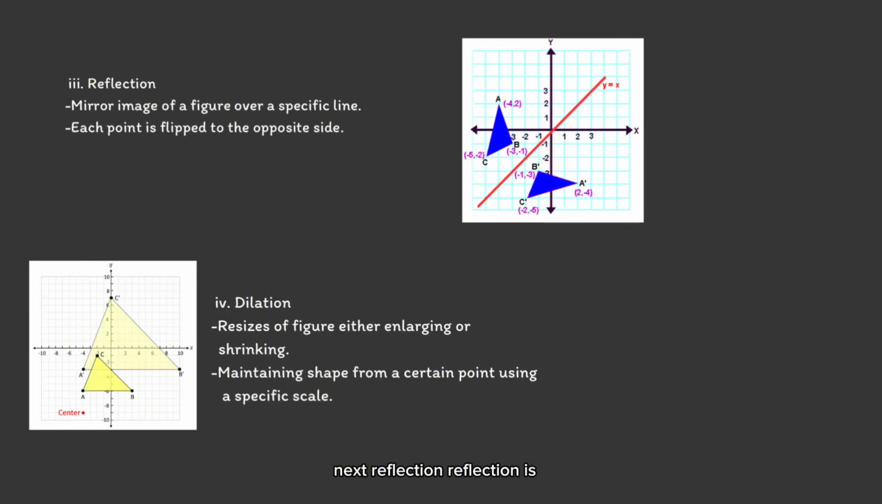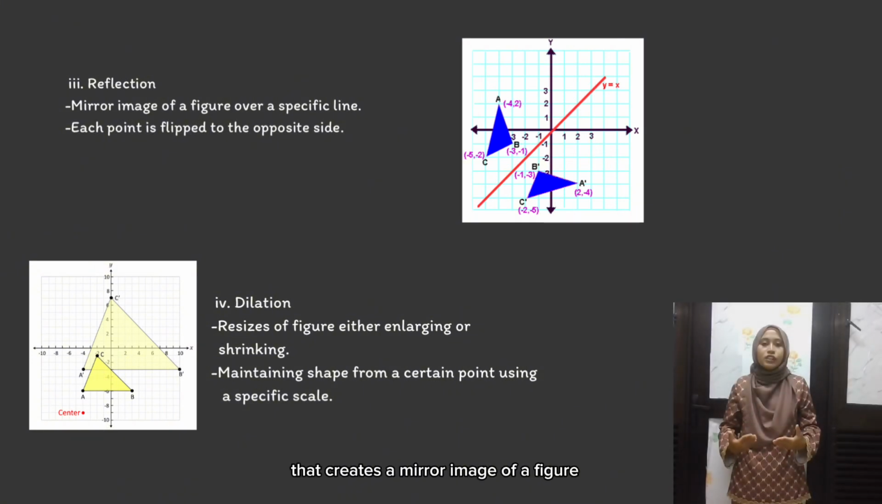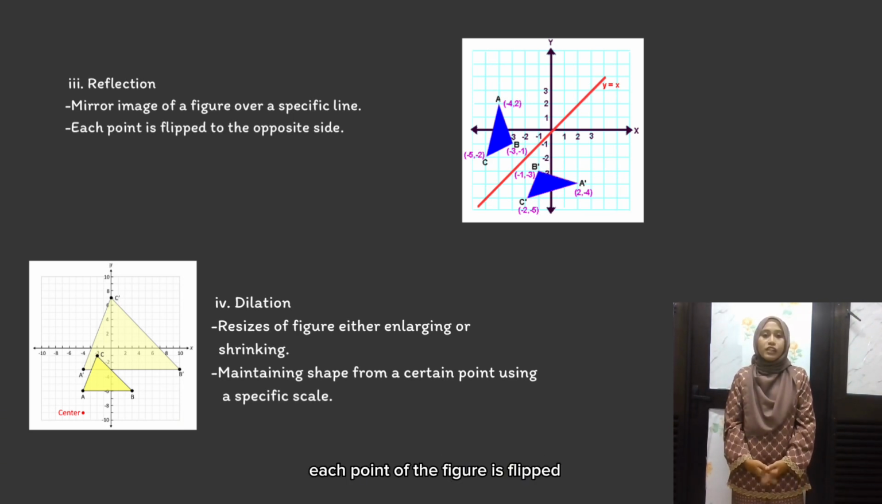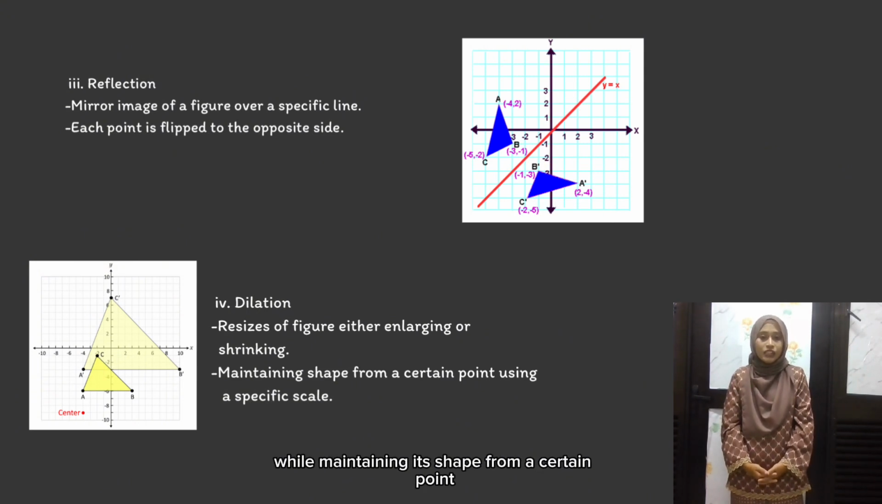Next, reflection. Reflection is a transformation that creates a mirror image of a figure over a specific line known as the line of reflection. Each point of the figure is flipped to the opposite side of the line at an equal distance. Last one, dilation. Dilation changes the size of a figure, either enlarging or shrinking the figure while maintaining its shape from a certain point using a specific scale.